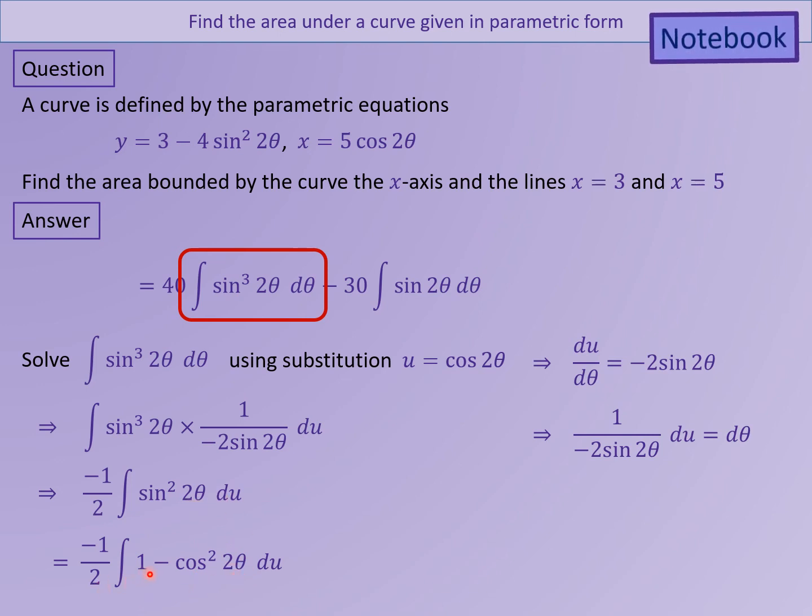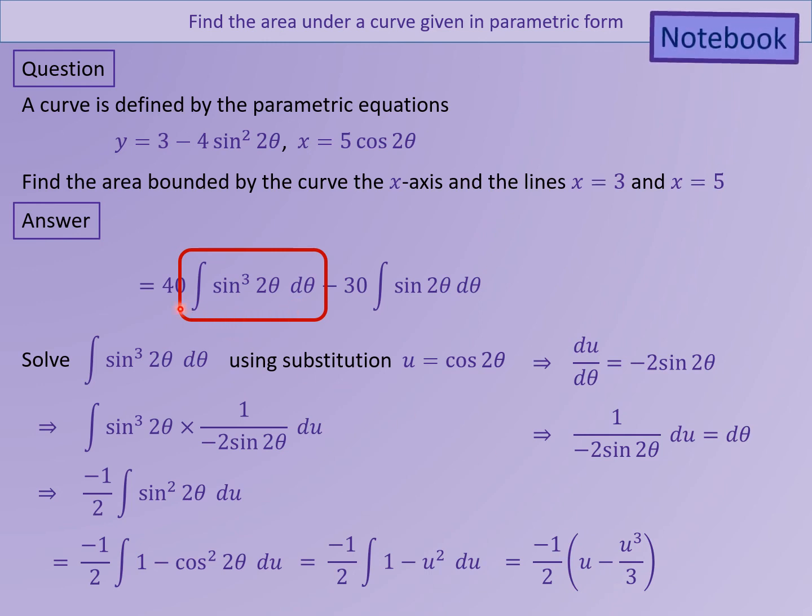Right, that I can integrate, because 1 is just going to go to u in this case. Cos squared 2 theta is u squared. So really, I could just write it like this. Now I'm allowed to use my substitution. And what's the integral of this? Well, 1 goes to u and u squared will go to u cubed over 3. And there we go. I've finished my integration of that section.